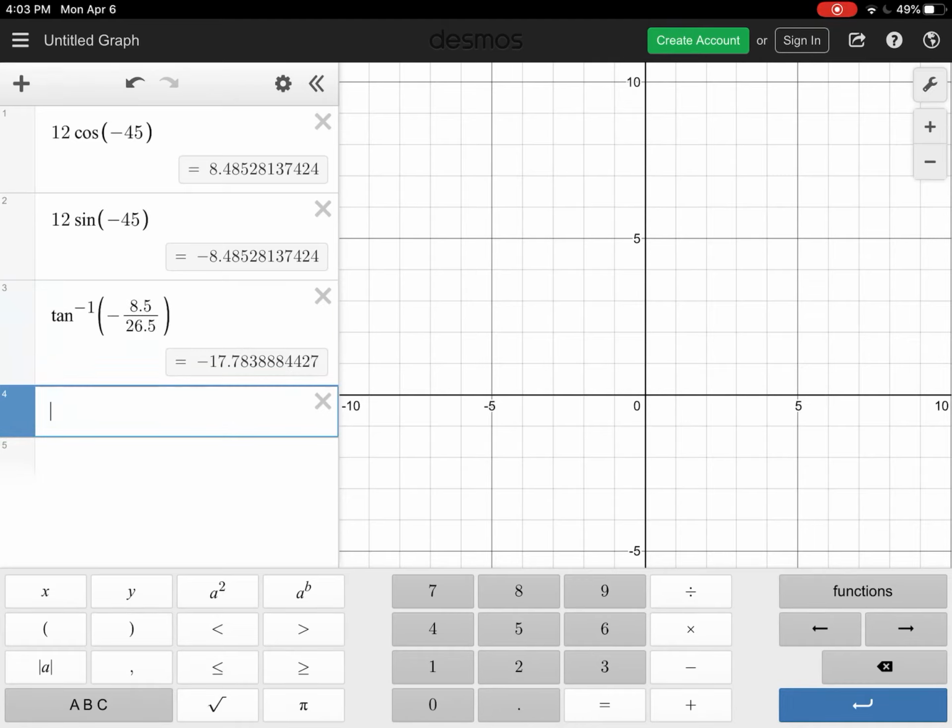And this is negative 8.5 divided by 26.5. And it's okay that the negative went off to the side. That's fine. The whole quantity is negative. And then the square root of 26.5 squared. This does matter, though. You need to have the negative in the parenthesis. Otherwise, you will get the wrong answer. You've got to be squaring the negative.